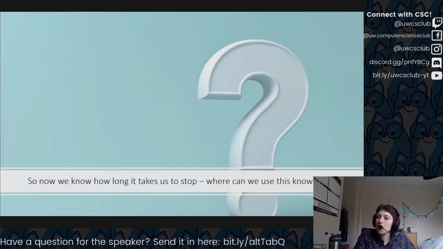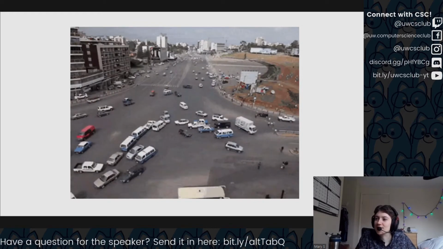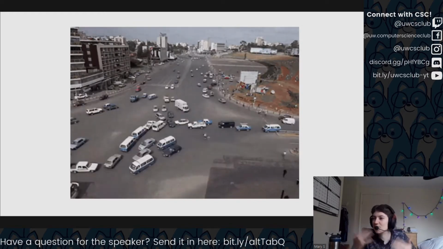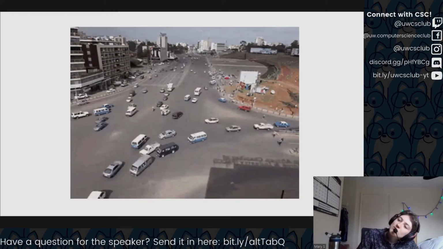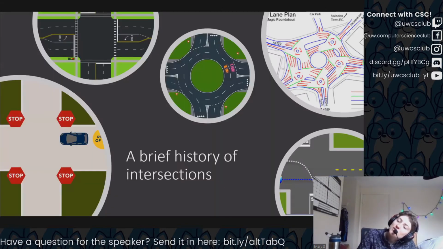So yeah, we know how long it might take us to stop, and we can calculate this for a variety of different scenarios. Where can we use this knowledge? This is a classic GIF that people often like, of trying to move around and get through. It sort of relates to the main idea of a lot of things. It's just a whole bunch of different types of intersections that we use.